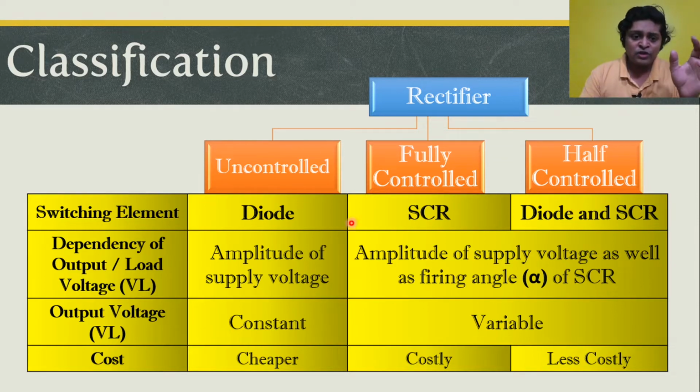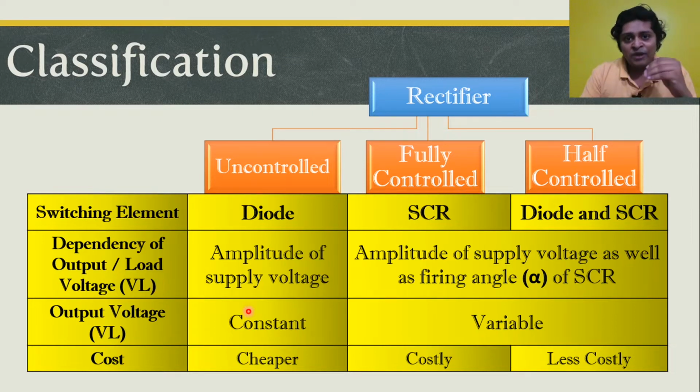Because of the use of diodes, the challenge with this rectifier circuit is that their output voltage only depends on the value of the supply voltage. If you remember, the value of VDC for a half wave rectifier is Vm by pi, which is almost 0.32 times Vm. Whereas if you go for full wave rectifiers, it is twice Vm by pi, which is around 0.64 times Vm. So these equations tell us that VDC is directly proportional to the value of Vm.